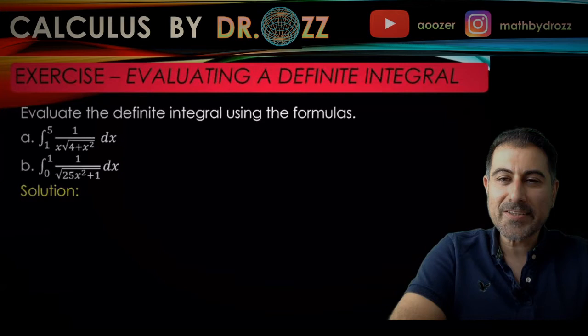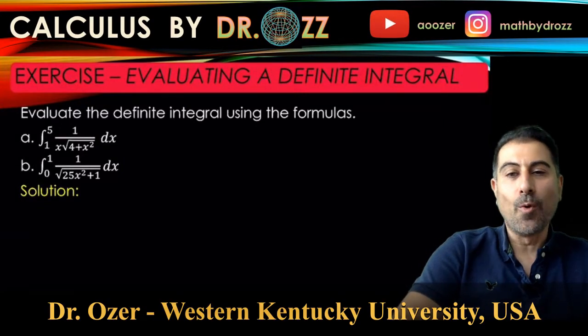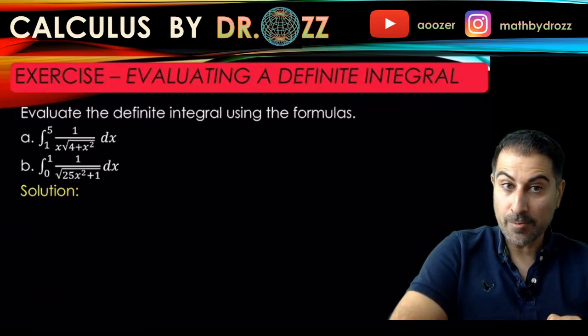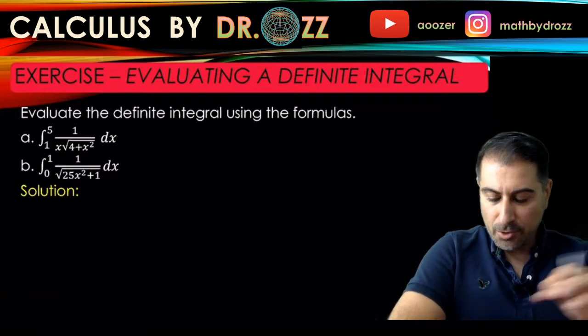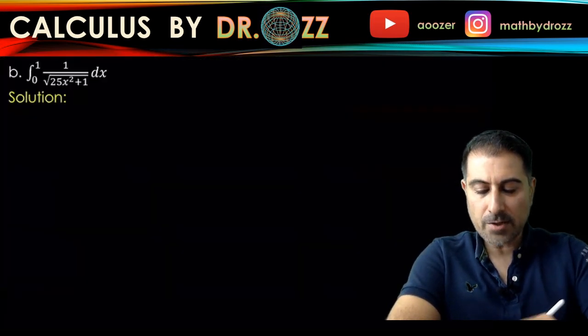All right, let's look at part B. This is the definite integral from 0 to 1 of 1 over the square root of 25x squared plus 1. So it looks to me that this is the sum of the squares, but we have to write it carefully.